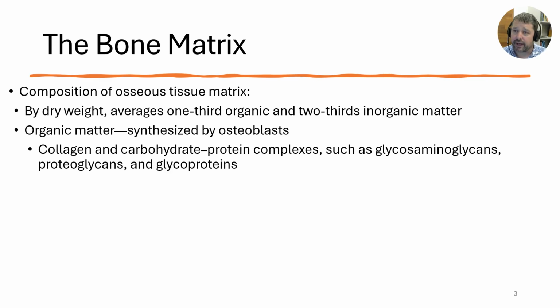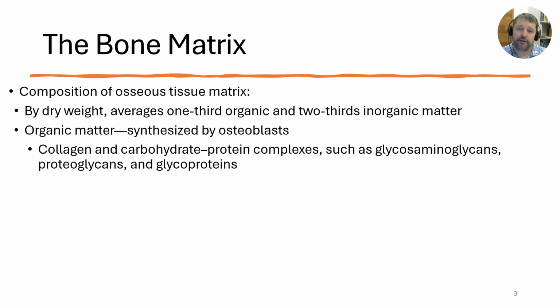Okay, so the organic matter is going to be synthesized by osteoblasts. And that's where the collagen and the carbohydrate complex comes in. Collagen fibers are going to be laid down, and a carbohydrate protein complex is going to be associated with it. Carbohydrates, remember, are sugars, and then proteins. These can be made, and they're organic. Plants make carbohydrates, animals use the energy from that carbohydrate to make proteins, and you can stick them together to make this complex.